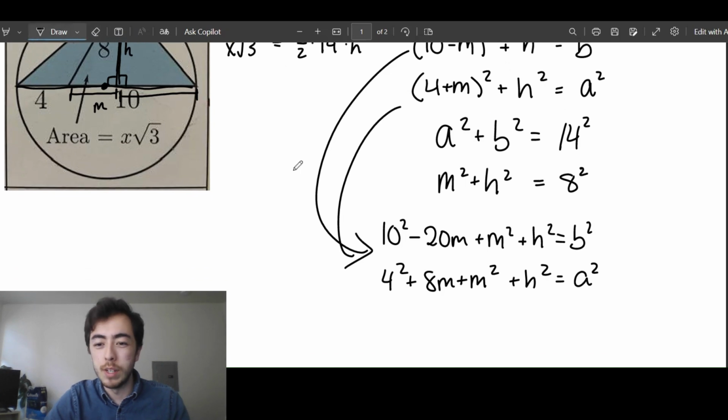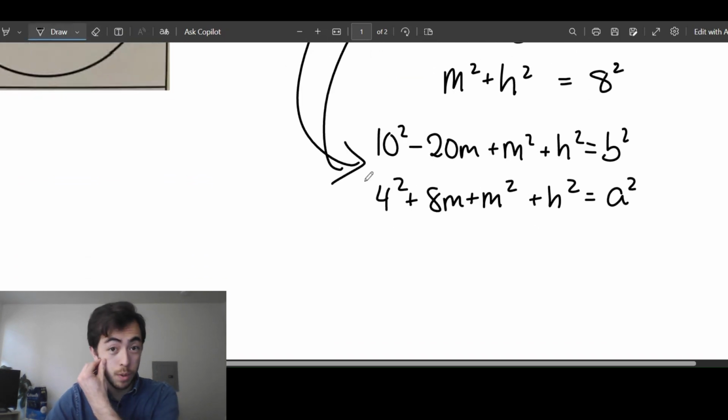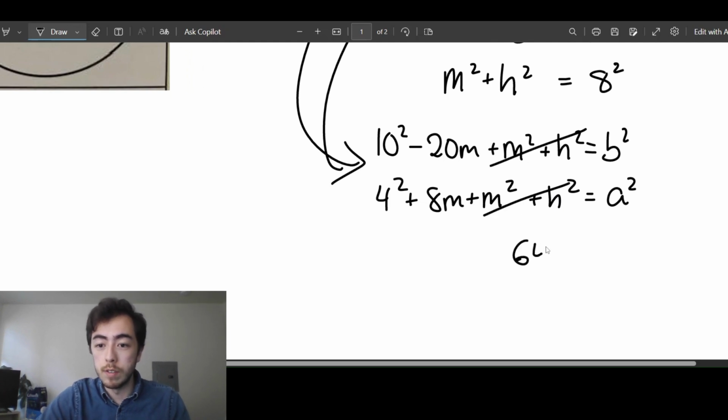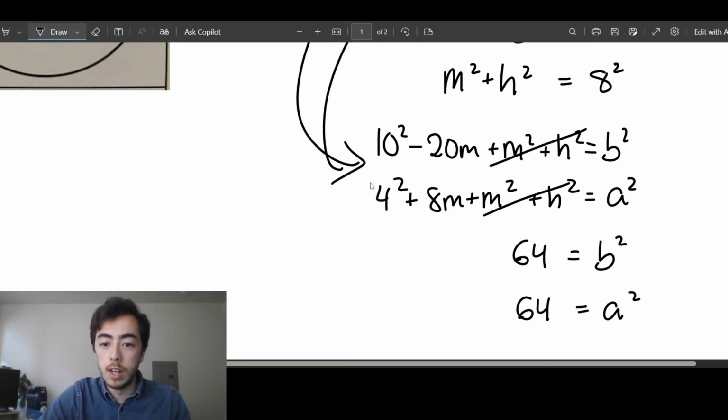So maybe it'll actually be nice for me to start figuring out what these numbers are squared. And so I'll replace both of these with 64s. So 64, 64, that equals b squared, that equals a squared. And then how about I'll expand this part out too. That's 100 minus 20m plus 64, 16 plus 8m plus 64.